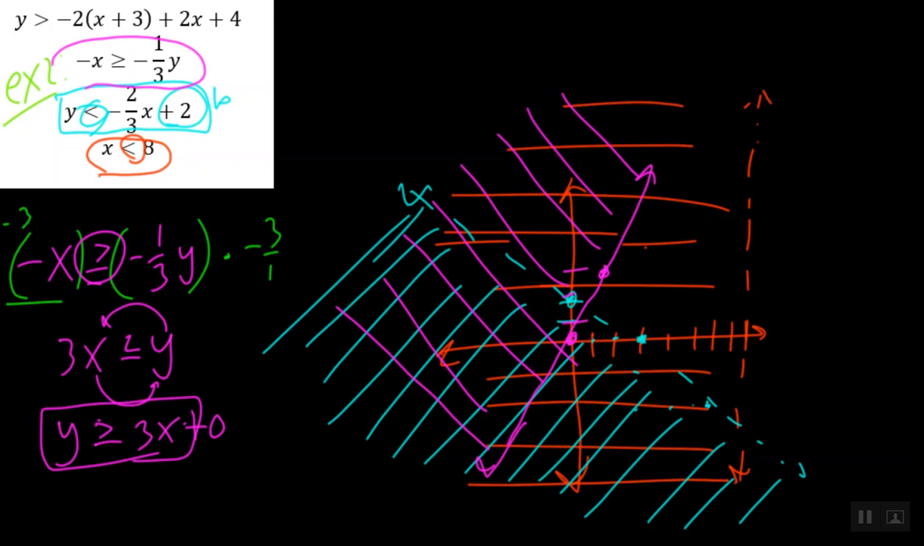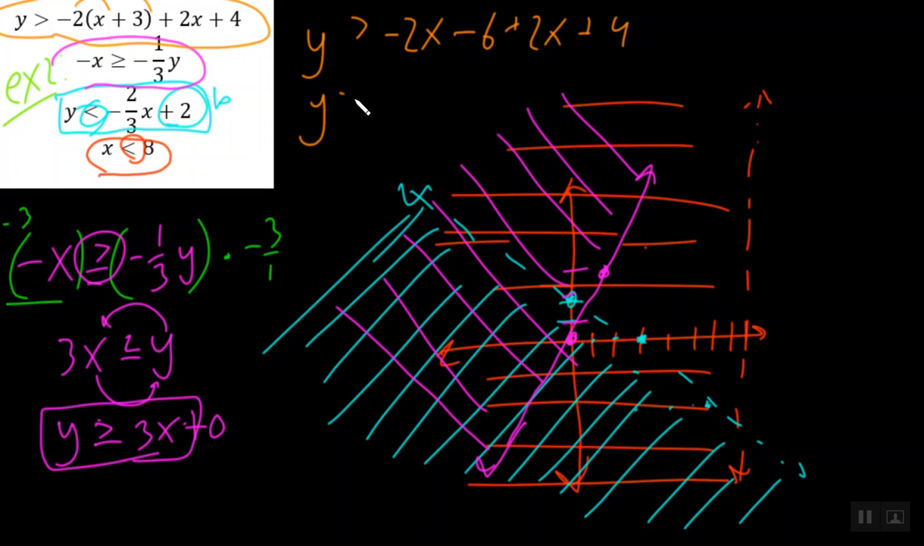All right, we have one final one. I'm sure you're starting to see where this region is taking shape. This very last one, let's do it in orange, and I'm going to simplify as we go. Let me write y is greater than. Negative 2 times x is negative 2x. Negative 2 times 3 is negative 6, plus 2x plus 4. Now all we have to do is combine like terms. Negative 2x and positive 2x cancel, and negative 6 plus 4 gives us y is greater than negative 2.